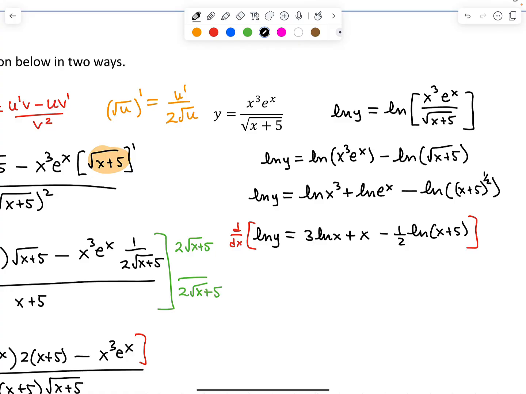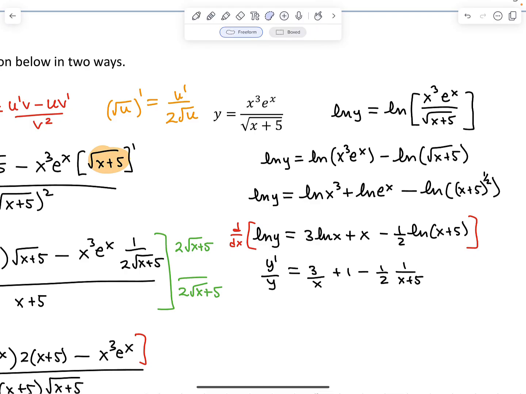So the derivative of natural log of y, y is a function of x, so we need to use the chain rule, and I'd get the derivative of the argument over the argument, y prime over y. The derivative of 3 natural log of x is just 3 over x. The derivative of x is just 1. And then we have minus 1/2 will stay, and the derivative of natural log of x plus 5 will be the derivative of the argument, which is just 1, over the argument, x plus 5.